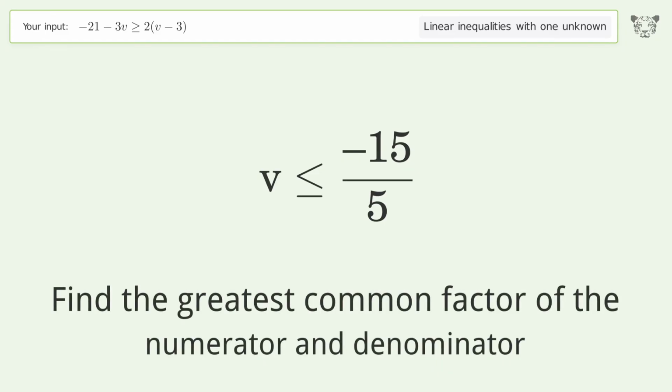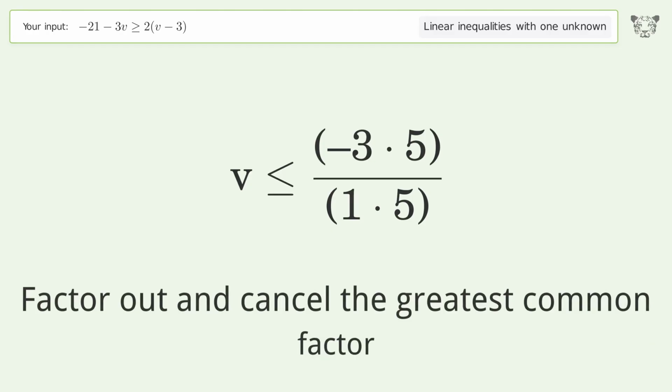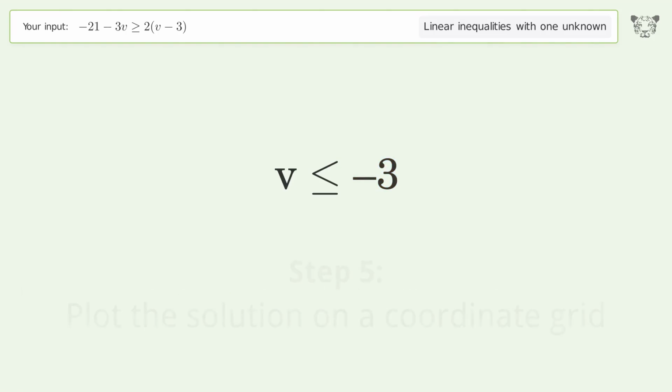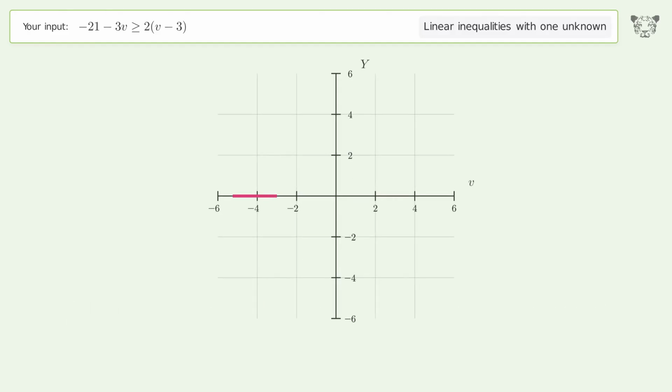Find the greatest common factor of the numerator and denominator. Factor out and cancel the greatest common factor. Plot the solution on a coordinate grid. And so the final result is v equal or smaller than -3.